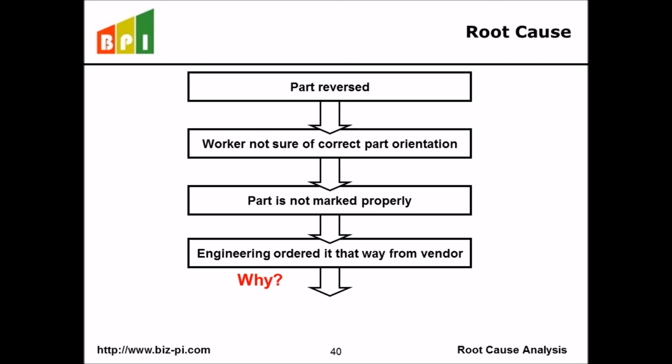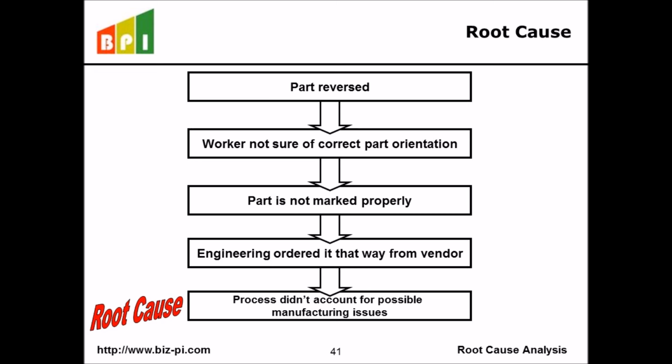In this step, we ask again, and we find out that engineering ordered it that way from the vendor without any part markings. So now the team determines that the engineering process does not adequately account for manufacturing issues during the selection or specification process. Notice that they did not put the blame on the individual engineer.